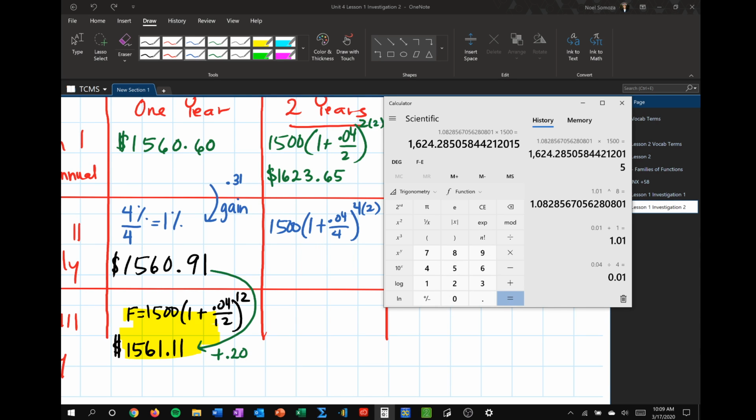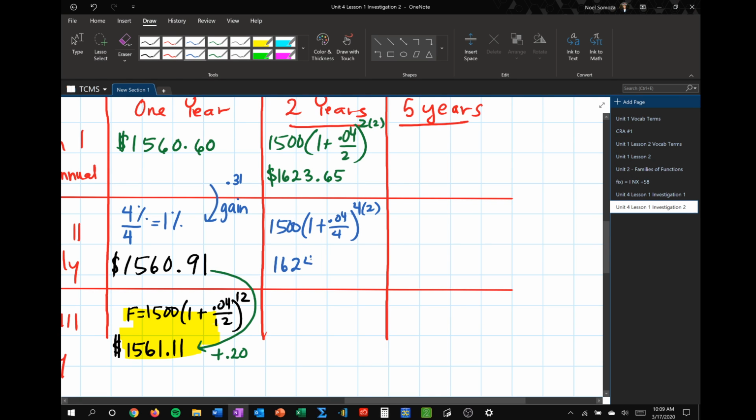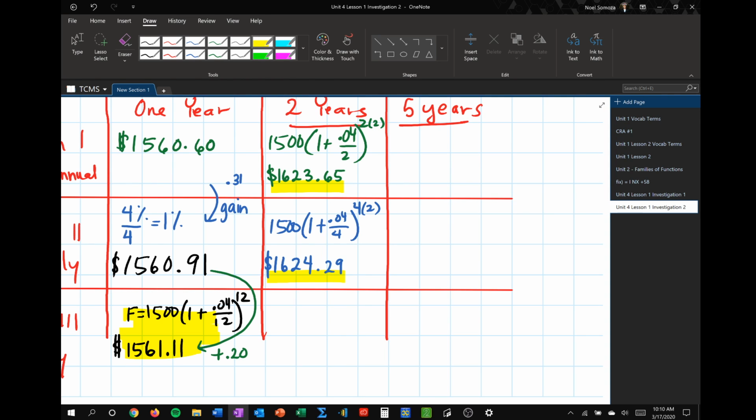Okay, so what's the difference here? Well, you're going to get 1624, and then we're going to round that to 0.29. Okay, so 1624.29. Okay, so a little bit of a difference there, right? Versus annual, semi-annual versus quarterly. That's what you should expect. If you make the comparison between this value with this value, you should always expect that the one that gets compounded more often per year is going to be the one that gives you a larger return back.